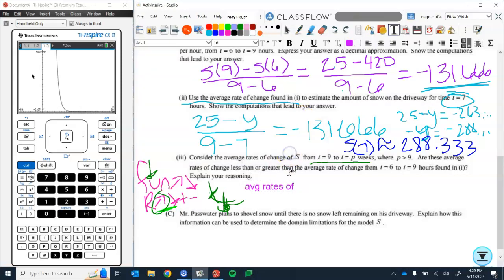See, I don't know what's happening, what it thinks I'm doing. You might have to deal with my handwriting. Average rates of change from, of S, from, yeah, now I gotta make this thing bigger.